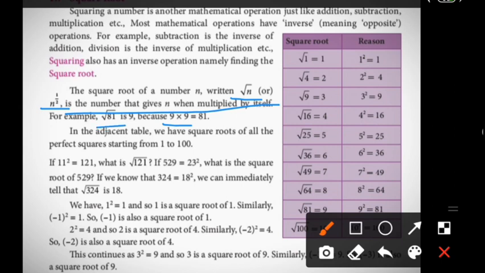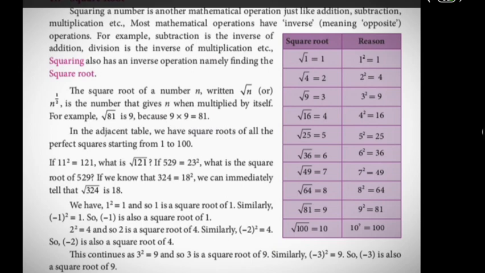When multiplied by itself, 9 nines are, for example, the square root of 81 is 9, because 9 nines are 81. The square root of 81 is nothing but 9. This is the inverse operation. It's important. That is the inverse operation.